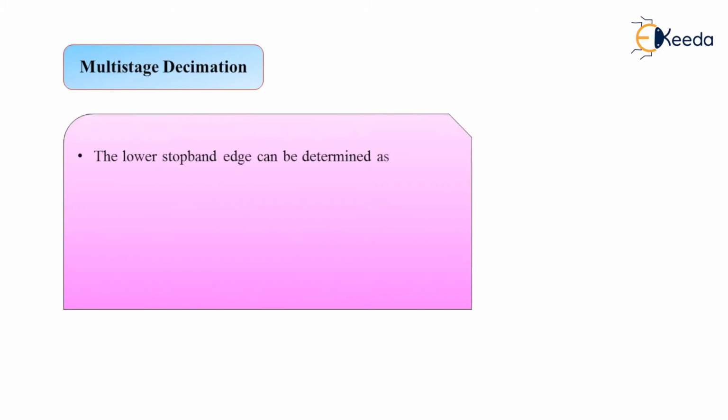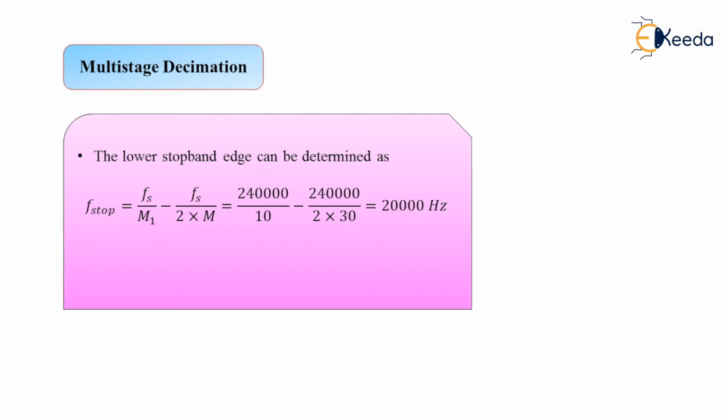Now the lower stop band edge we can determine in the following steps. Here we write F stop concerning the stop band edge, which is equal to Fs divided by M1 minus Fs divided by twice M. If you substitute the values, the first term is 240,000 divided by 10, minus the second term, again 240,000 in the numerator divided by 2 into 30. So this becomes 20,000 hertz.